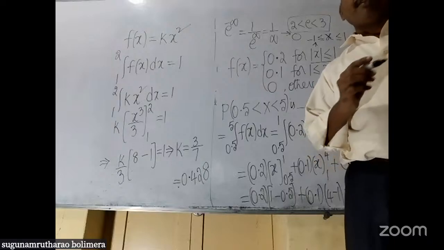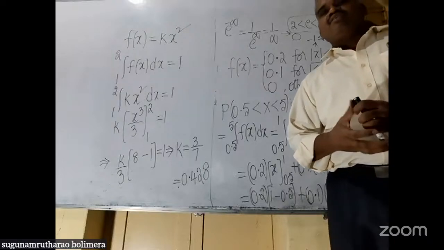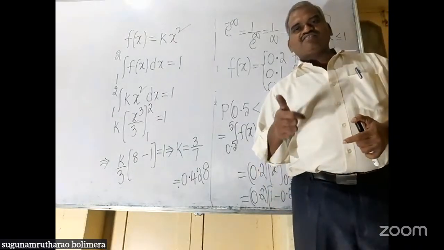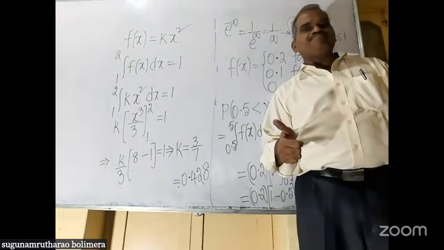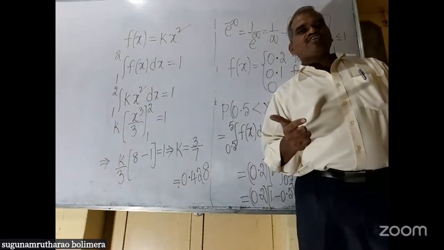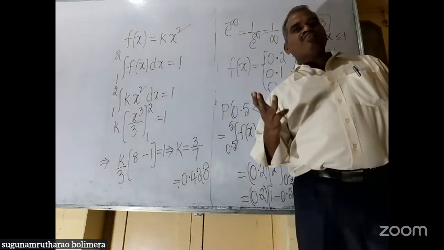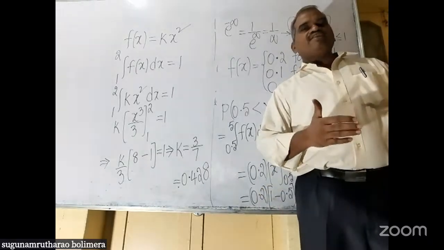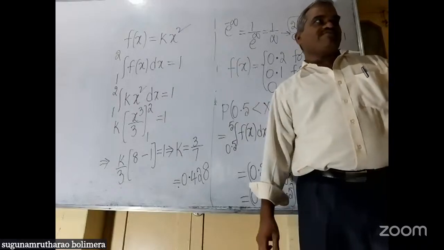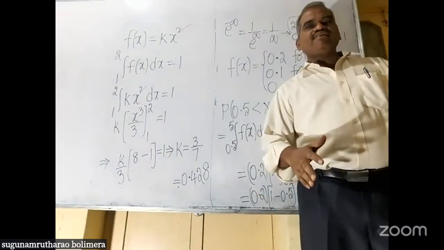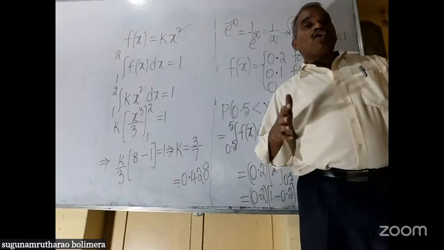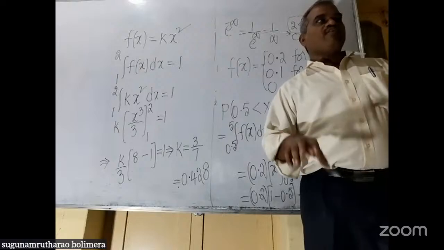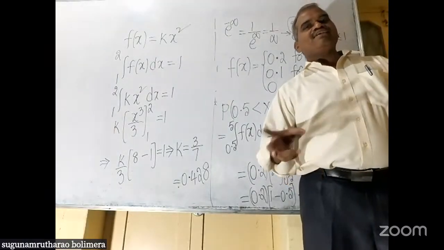Okay, this is about continuous random variables. Now we have to discuss the binomial distribution, Poisson distribution, normal distribution, and uniform distribution. Binomial takes discrete random variables, whereas Poisson and normal distribution take continuous random variables. Uniform takes both discrete and continuous.